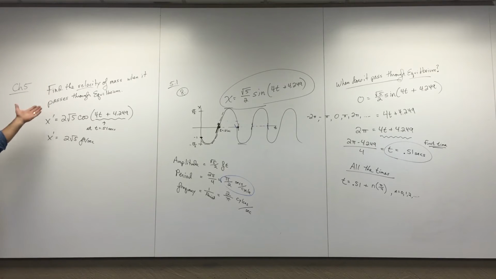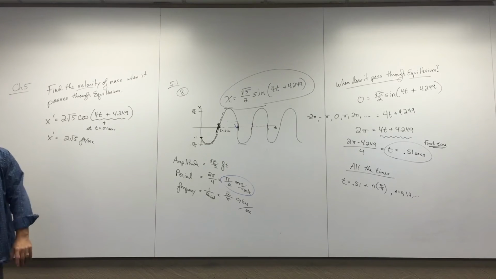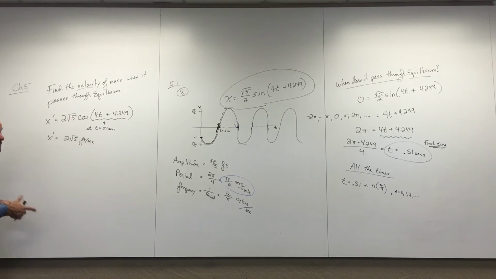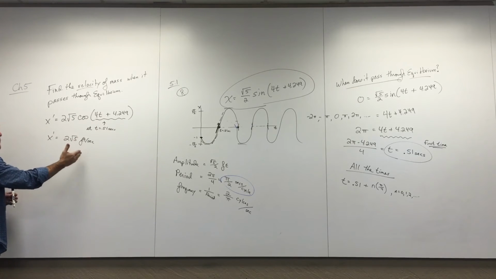Find the velocity of mass when... so this is going to be the velocity every time it passes through equilibrium? Is this the velocity every time it passes through equilibrium? Except for the sign change, exactly. So there's a little glitch there. Yes, every time it passes, this is it. And this is the fastest speed it goes.